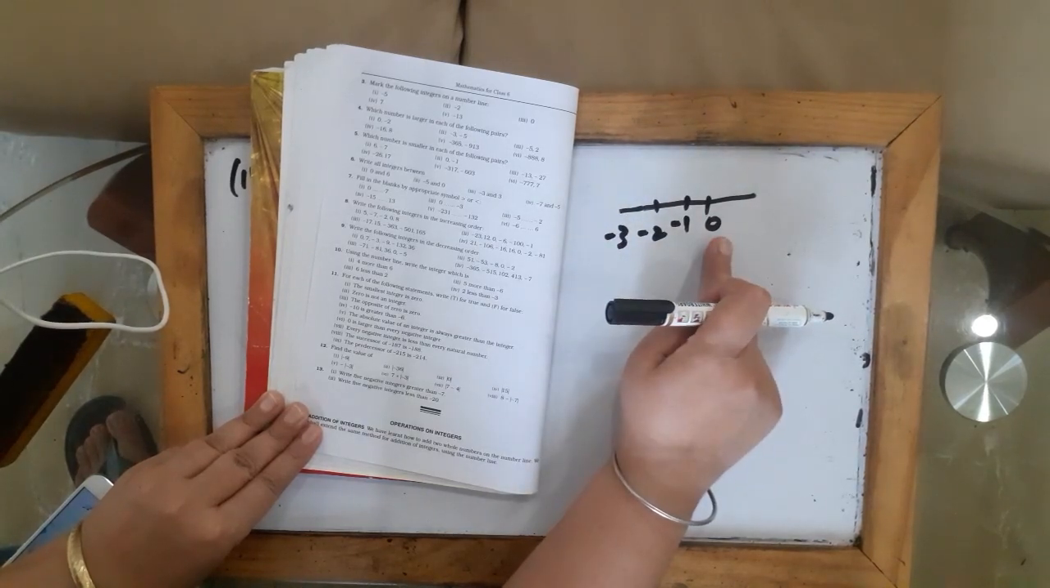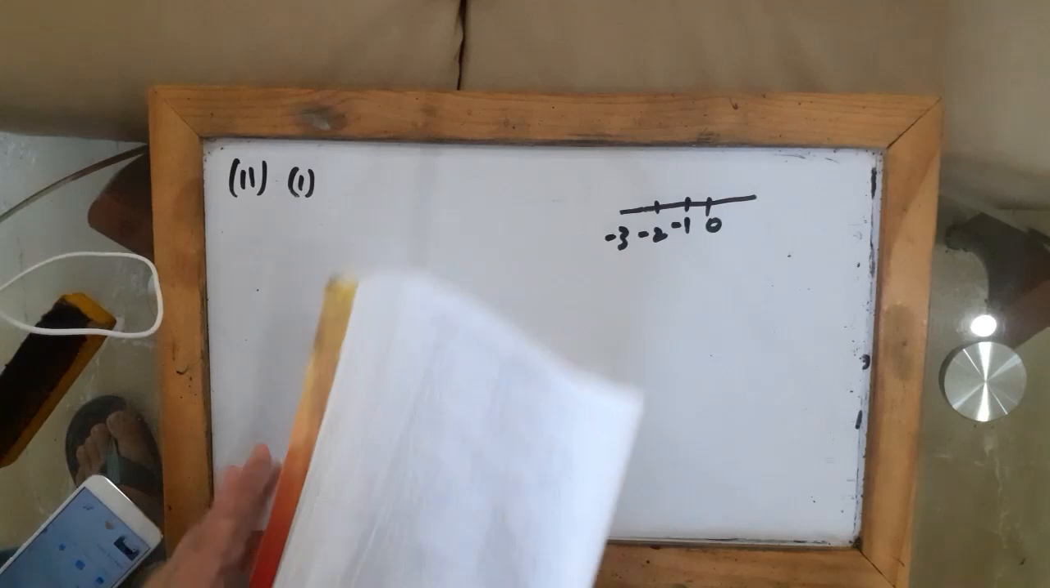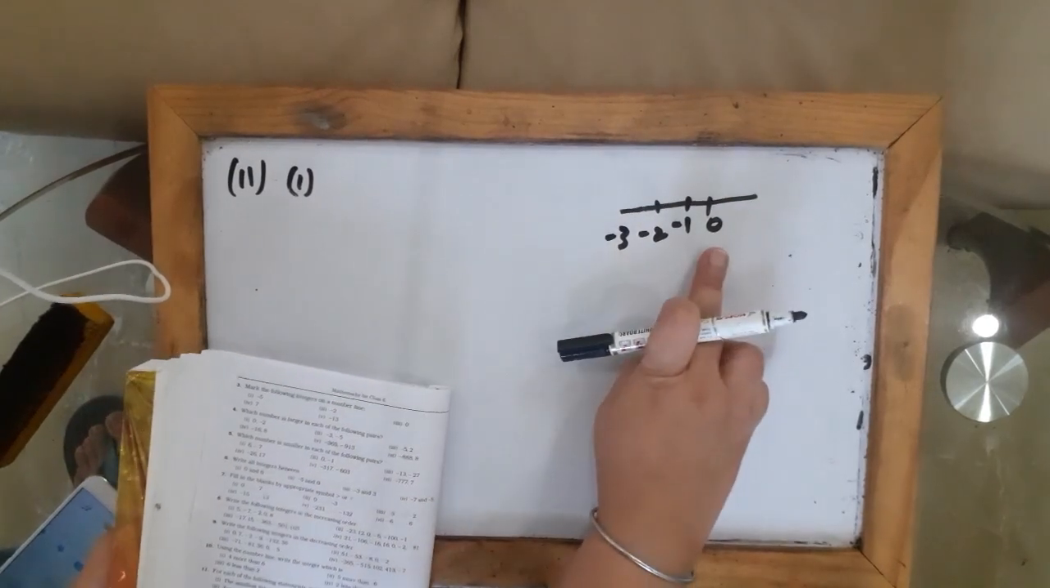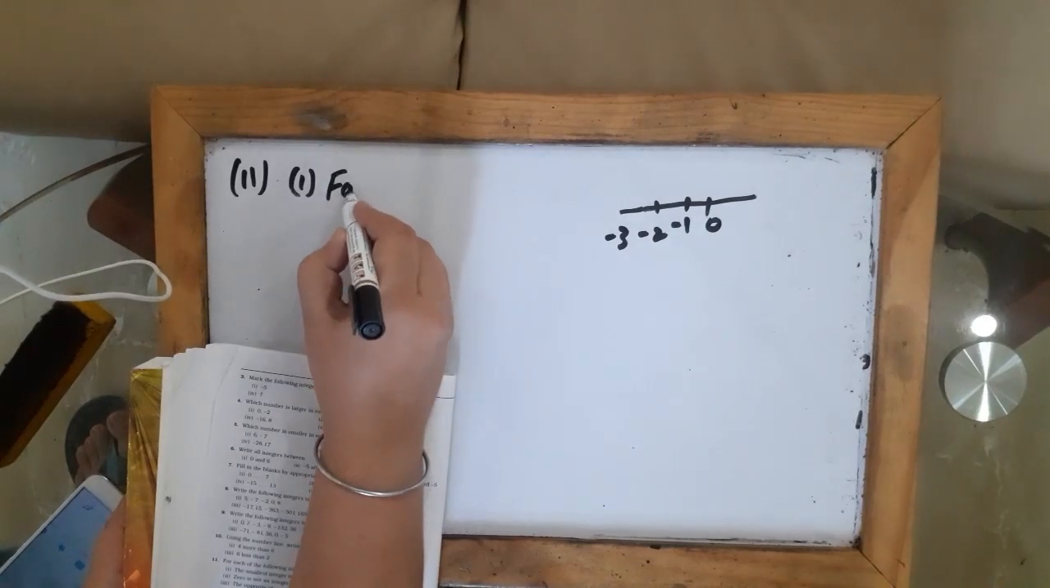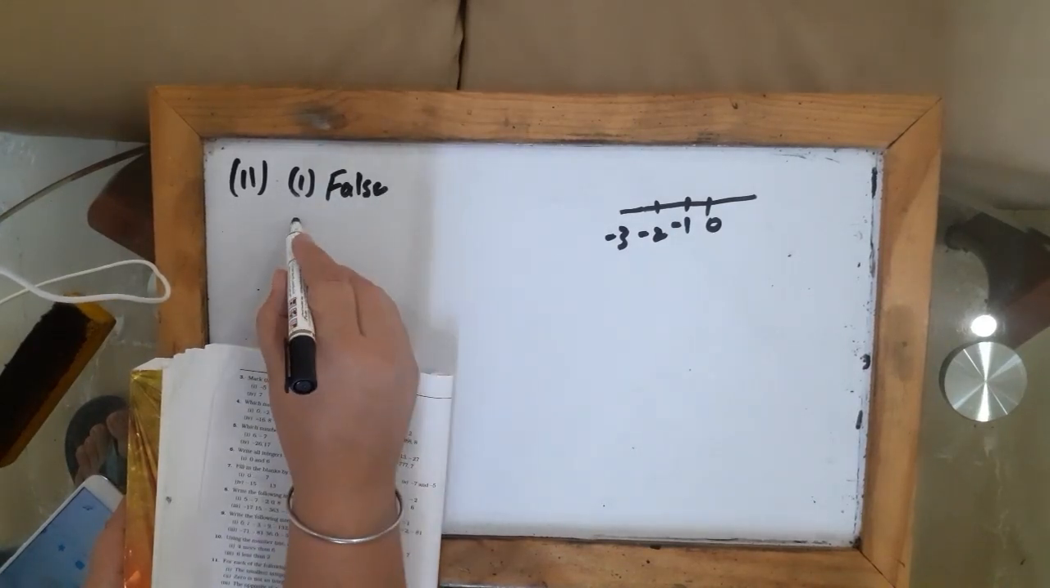So 0 is not the smallest integer. The negative integers are smaller than 0. So what it means is that the first statement is false.